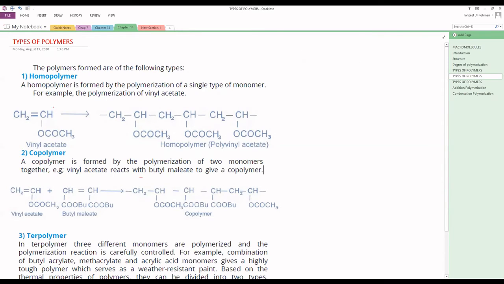तो what is homopolymer? Homopolymer is formed by the polymerization of a single type of monomer. Homo means one. So for example, polymerization of vinyl acetate. If we have vinyl acetate, when vinyl acetate polymerizes, then we get homopolymer polyvinyl acetate. Now here you see all these units are being repeated.